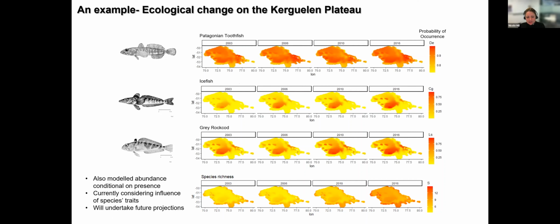And we're also able to consider the influence of species traits on their environmental response and distribution within this framework. So we can include things like whether they're fished or not, whether they're slow growing, large bodied, maximum size, all sorts of things we can include and see if there's any patterns there that relate to environmental factors. And within this project, we'll also be undertaking some future projections based on future scenarios.